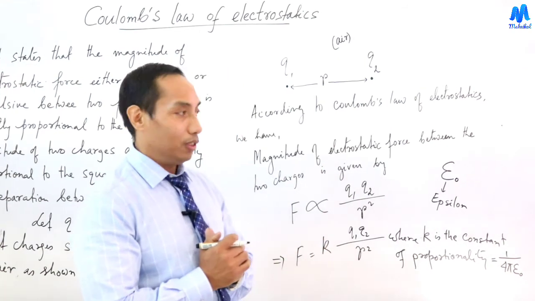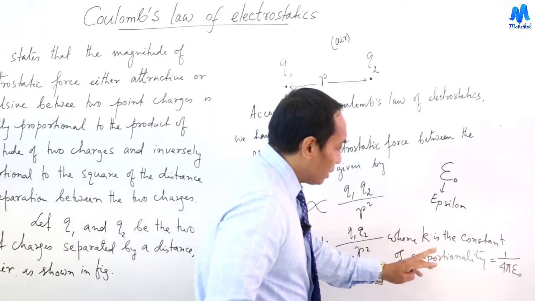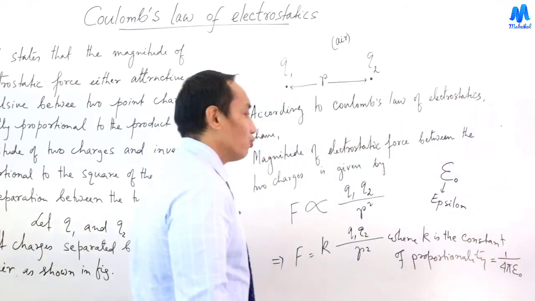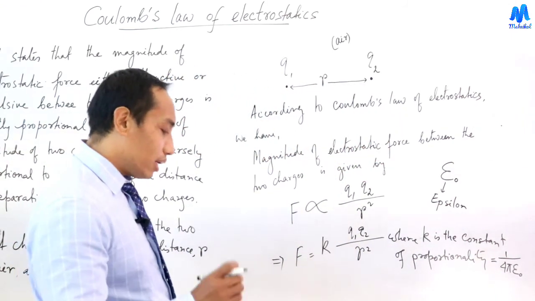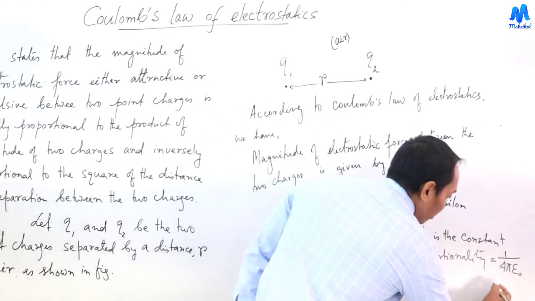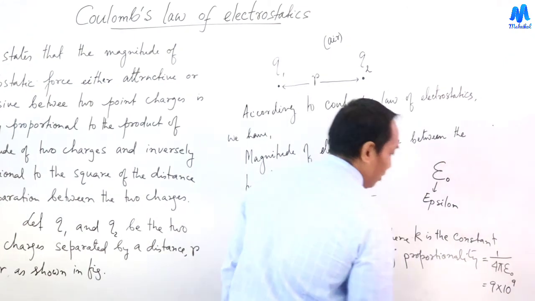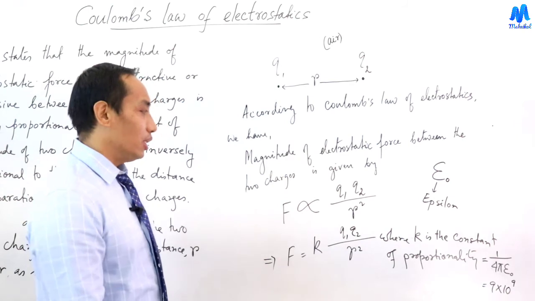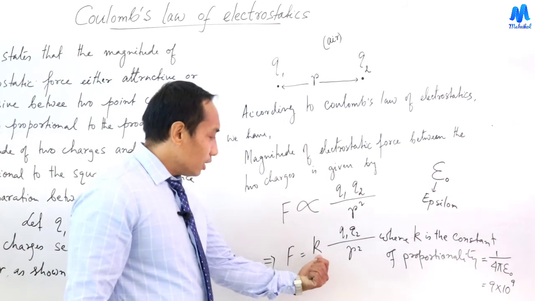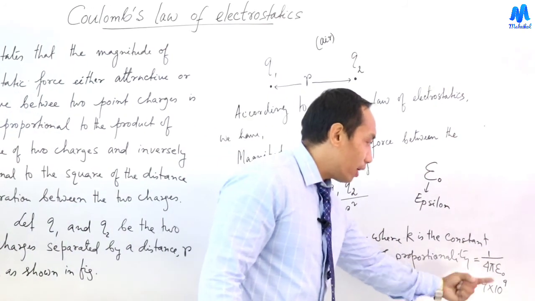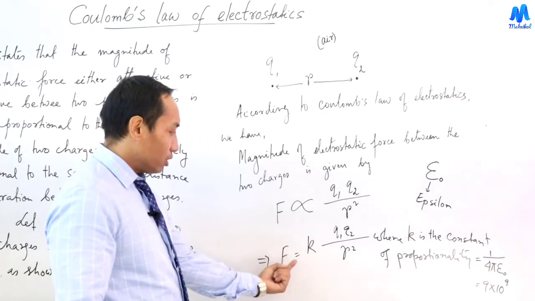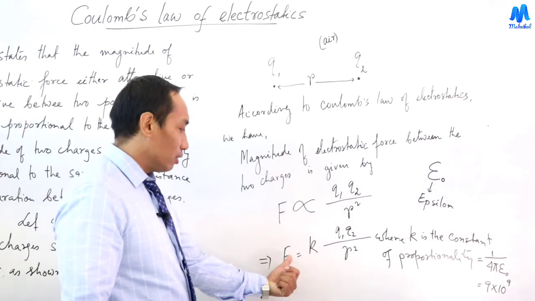The value of k is 1 by 4 pi epsilon naught, and its numerical value is 9 into 10 to the power 9, with the unit being unity. The SI unit of k, from 1/4 pi epsilon naught, comes from F, the force, measured in newton.